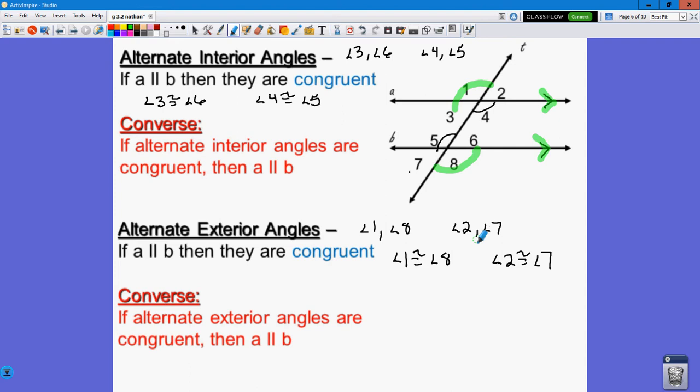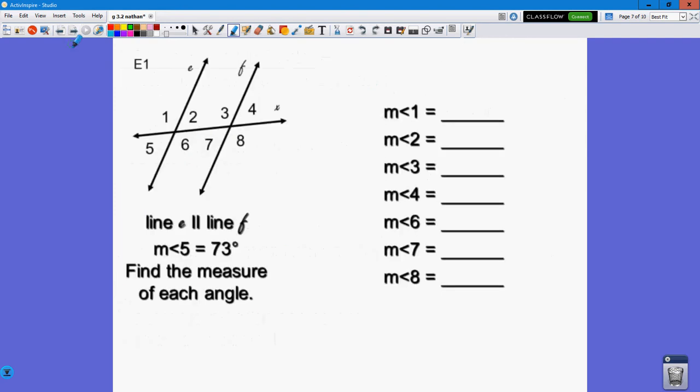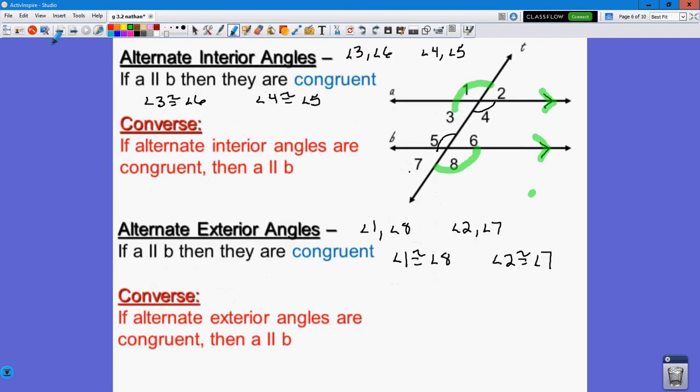So you can start out with parallel lines and know that your angles are congruent, or you can prove that the lines are parallel by showing that the angles are congruent. Questions? Everybody good?